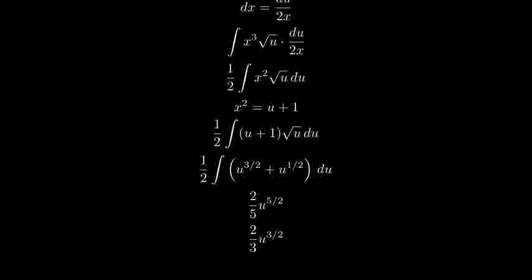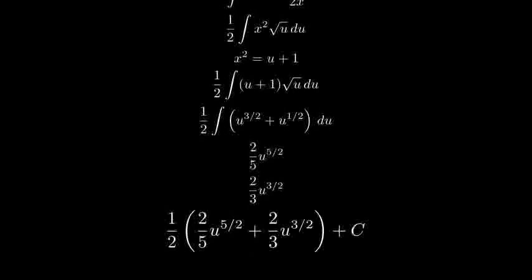Now substitute these integrated results back into our expression. Remember the 1/2 factor outside the integral. We'll get 1/2 times the quantity 2 over 5 u to the power of 5 over 2 plus 2 over 3 u to the power of 3/2, plus a constant of integration.